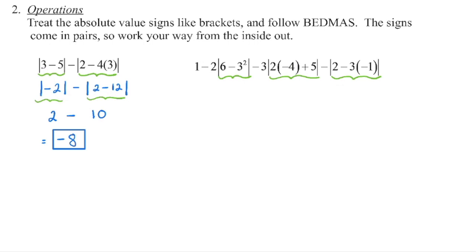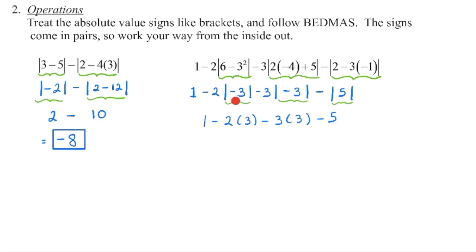All right, on our next one here. So we're going to begin with 3 squared is 9. So we have 6 minus 9 is going to be -3. And just like order of operations, I'm just bringing the rest of the pieces down. 2 times -4 is -8, plus 5 is -3, and we have -3 times -1 is +3, plus 2 is 5, and then I'm going to go ahead and take the absolute value.